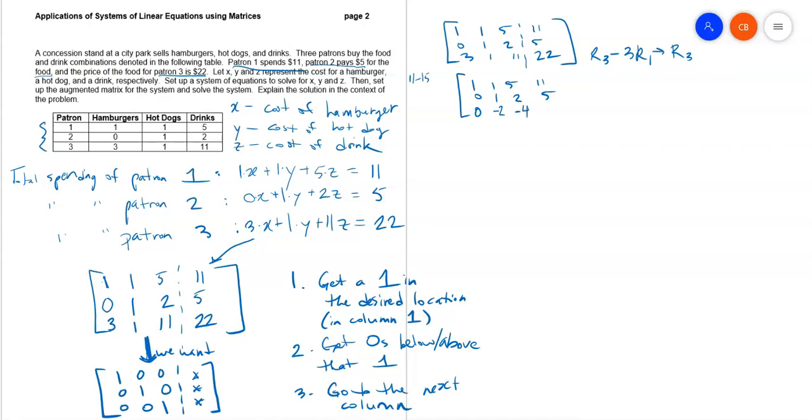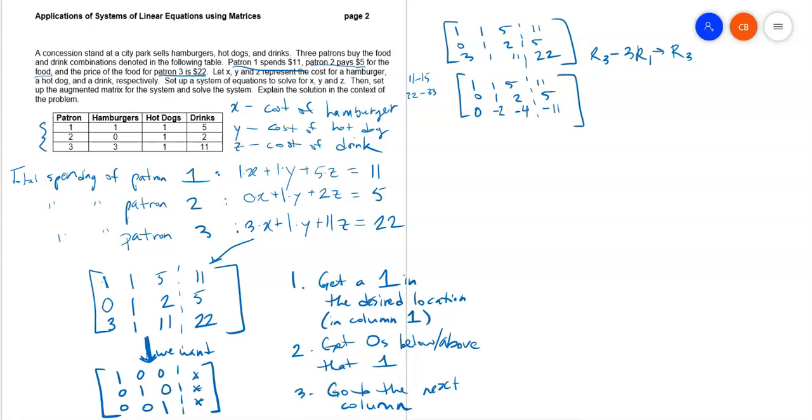And then we will have 22 minus 3 times 11. So 22 minus 33. This, of course, is just negative 11, so we have that one. And now we are ready for this kind of step 3.